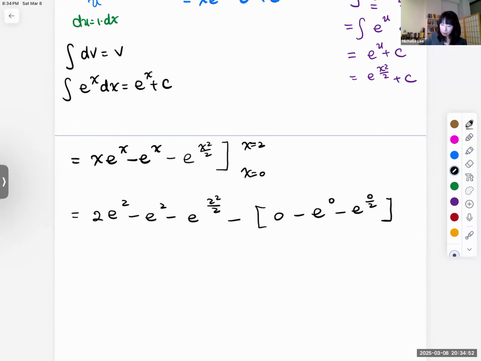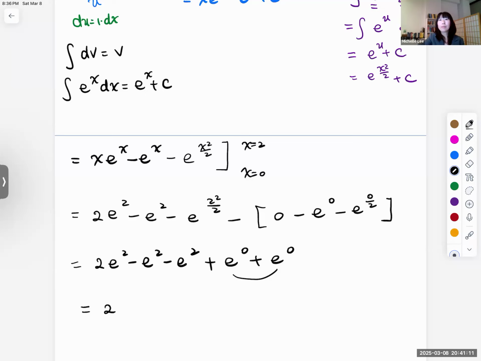So what do you get? Do you get the 2? So 2e to the 2 minus e to the 2 minus e to the 2. So that's the 0, right? Everything's 0. Minus minus plus e to the 0. So that is the 2. Yeah.